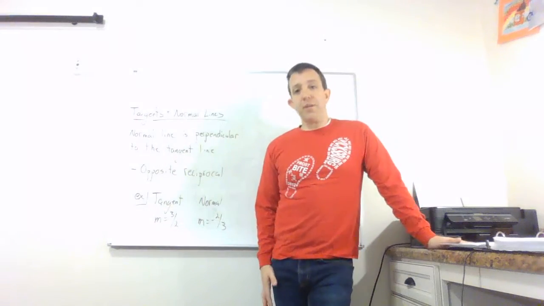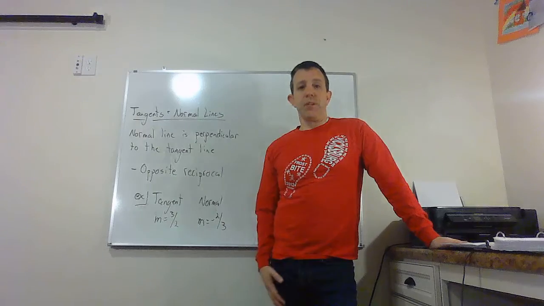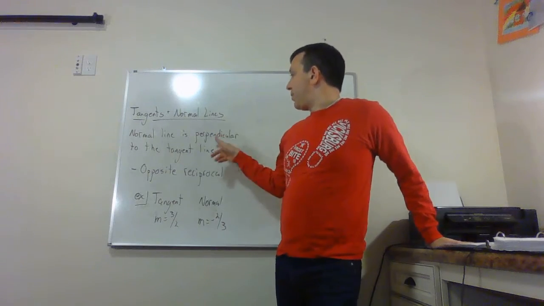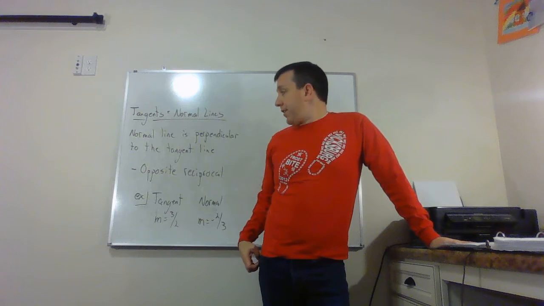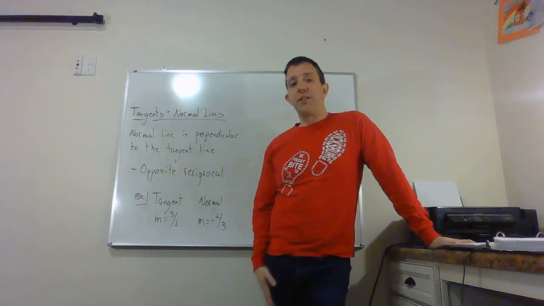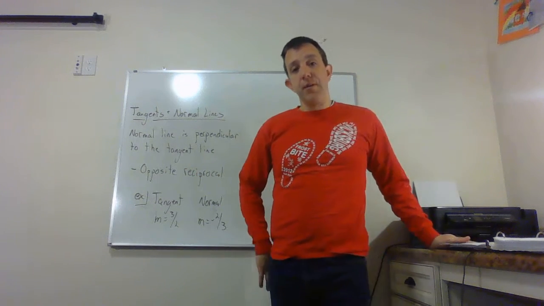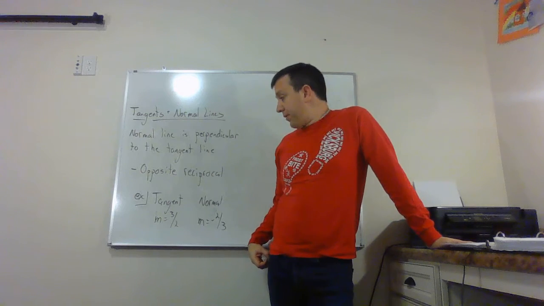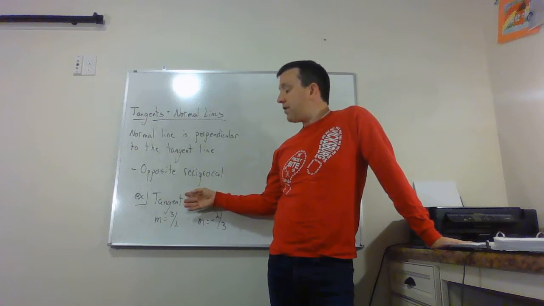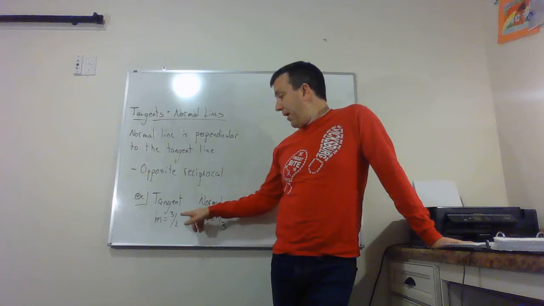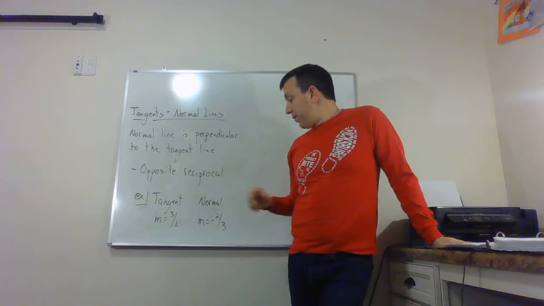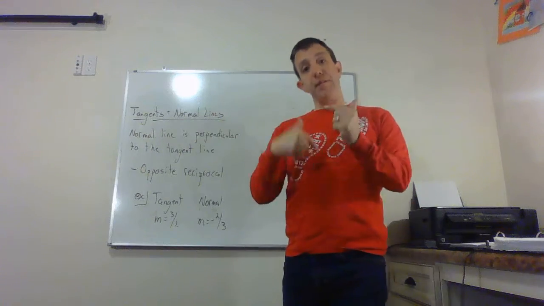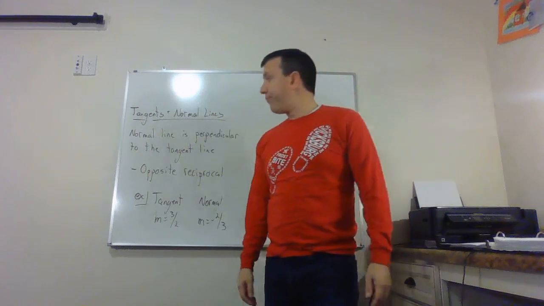All right, so now we're going to talk about tangents and normal lines. A normal line is perpendicular to the tangent line. So if you can find a tangent line, you can find a normal line by using the fact that perpendicular lines have slopes that are opposite reciprocals. So for instance, if you found the tangent line and it had a slope of positive 3/2, the normal line through that same point would have a slope of negative 2/3, right? Flip the fraction over, change its sign.